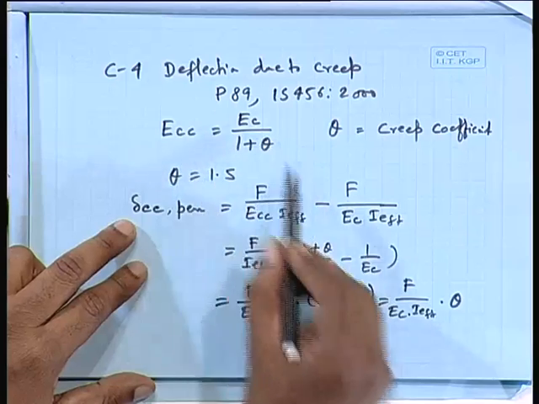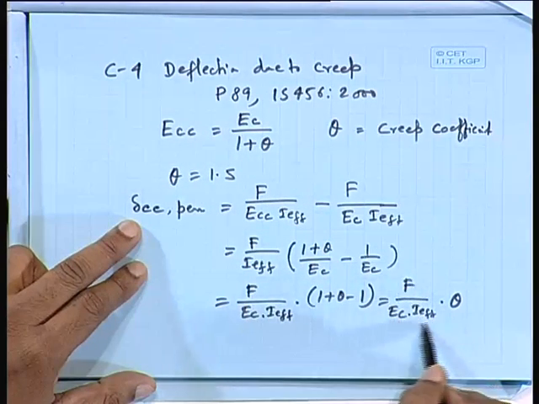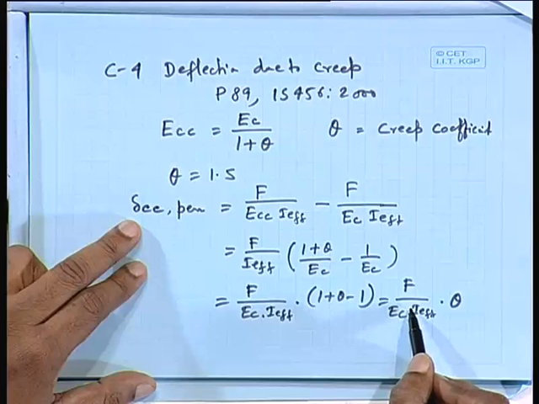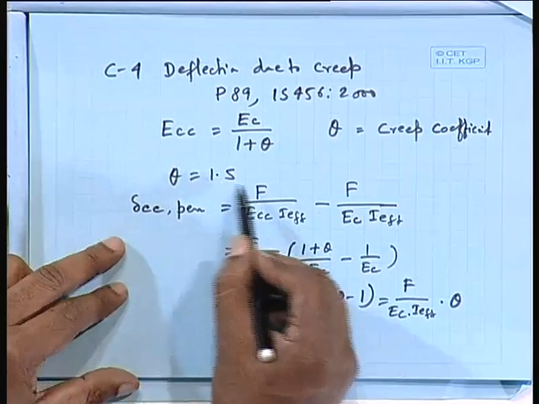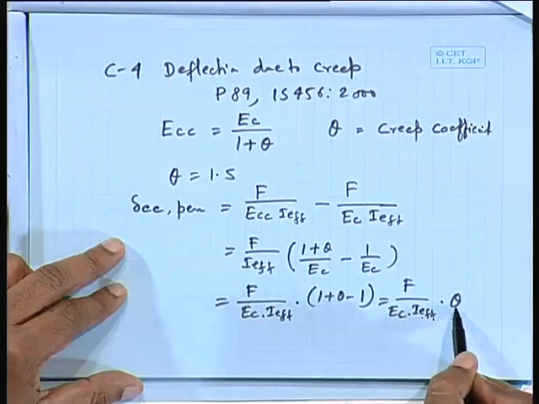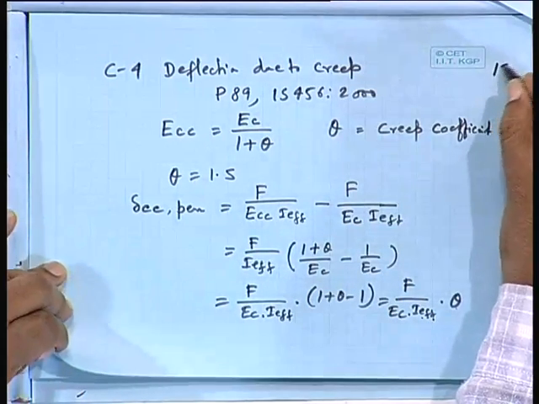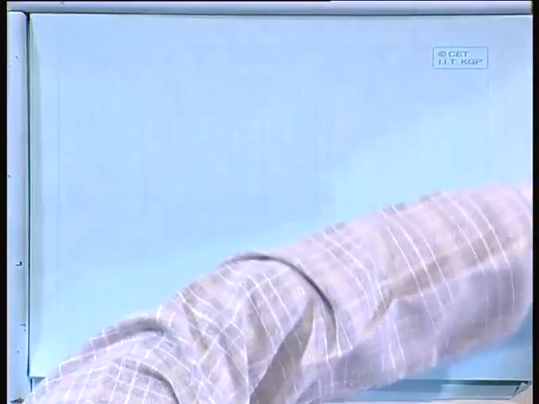This is due to the short term load times theta. Theta is 1.5, it is not mentioned, nothing mentioned, so we have to take it. So, F by EC times I effective times theta. So, let us go back to whatever results we have got.